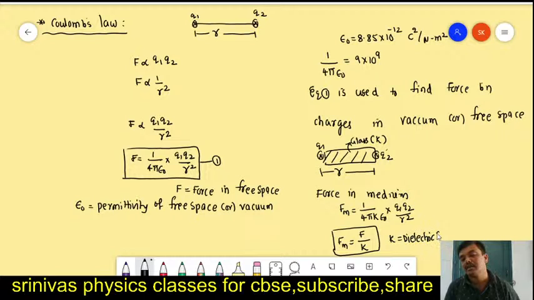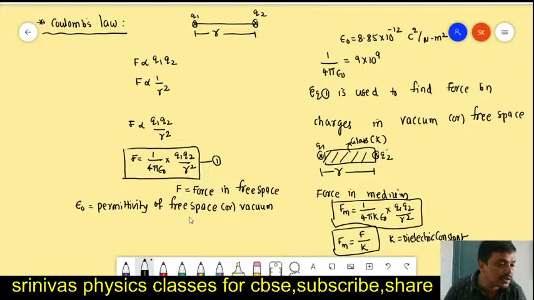Where k is the dielectric constant. This is about Coulomb's law. What is the formula for the force between two charges in free space? What is the formula for the force between two charges in a medium? And what is the relation between the force in medium and force in free space? Any doubt?